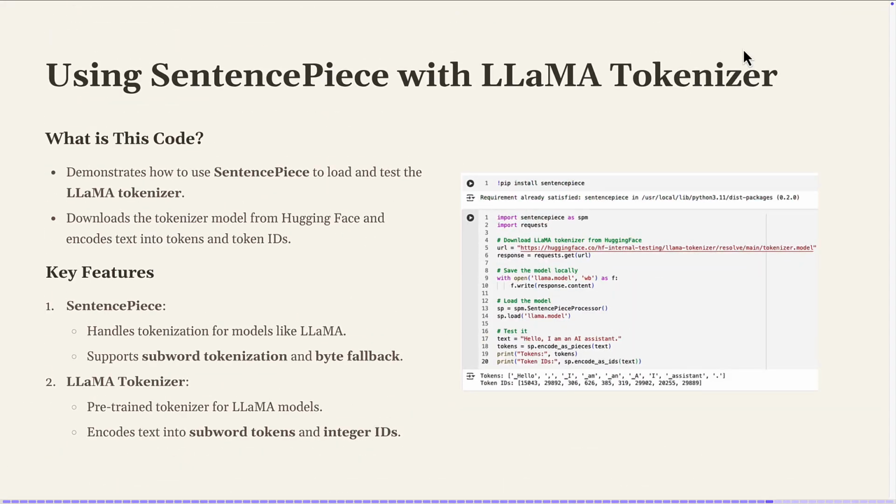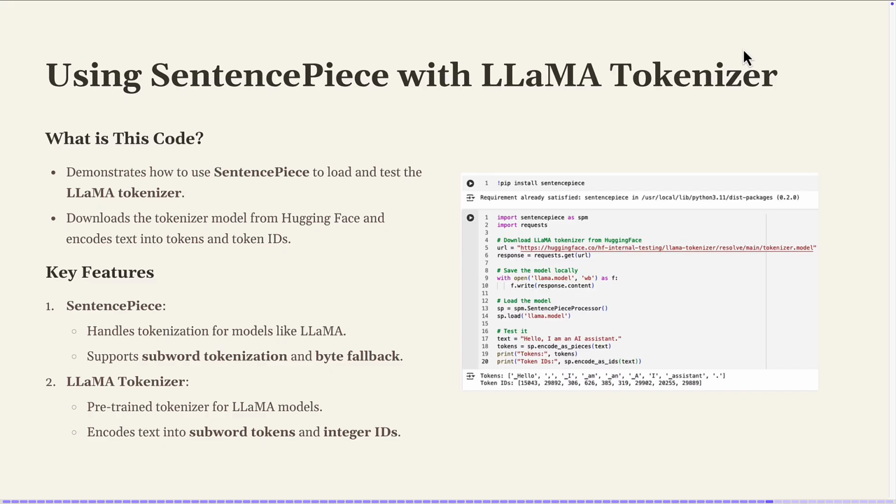These are examples on how to use SentencePiece. You can install it in Python, you can import it, and then you need to load a pre-trained tokenizer, or you can train your tokenizer. There is a way to train a tokenizer with SentencePiece, but this example just shows how this tokenizer was pre-trained for Llama. So you can load it, and you can use it to convert a sentence, "Hello, I am an assistant," into tokens and their corresponding token IDs.